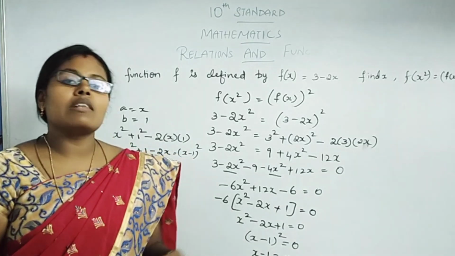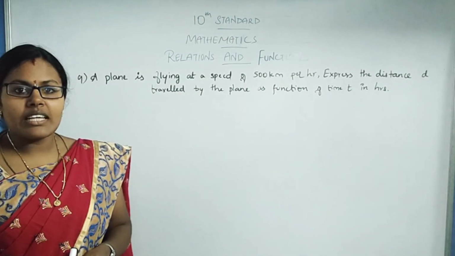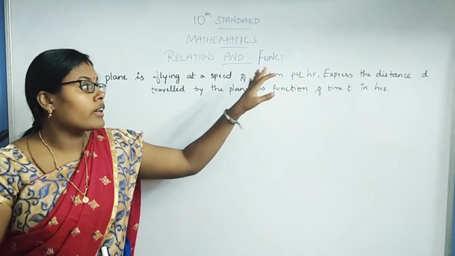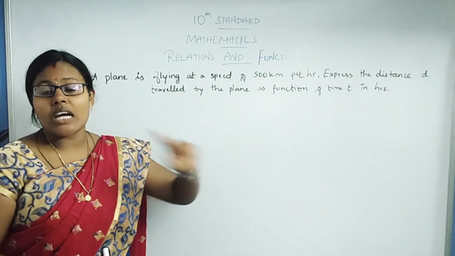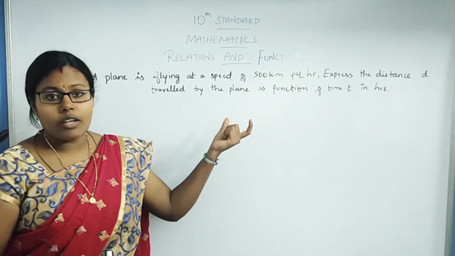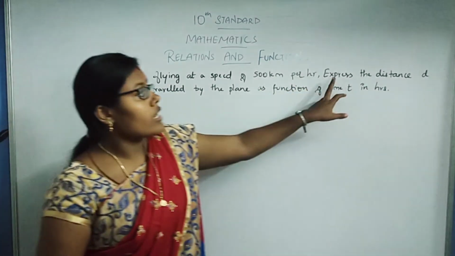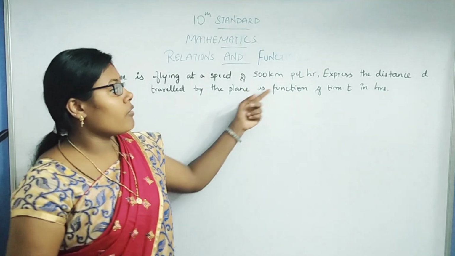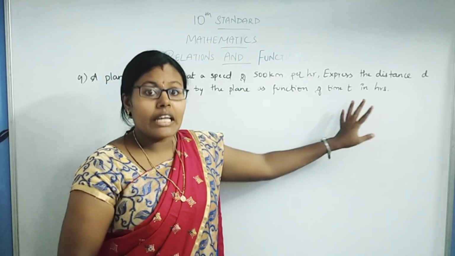Okay, so now we'll see next sum. So now we'll see ninth sum. A plane is flying at the speed of 500 km per hour. So per hour its speed is 500 km, it's flying. Then express the distance d traveled by the plane as a function of time t in hours.